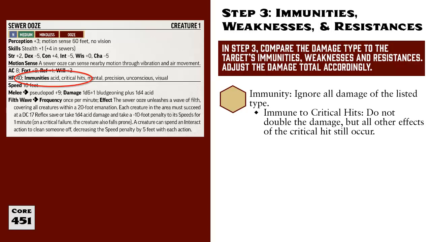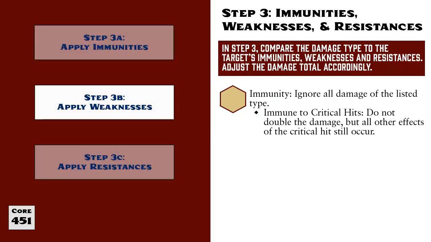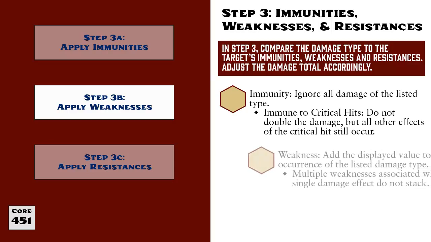Bottom line, if it is immune to critical hits, it does normal damage instead of double damage on a critical hit, but all other effects of the critical hit, like being grappled or causing bleed damage on critical hits, those all still happen. After immunities, you apply weaknesses.